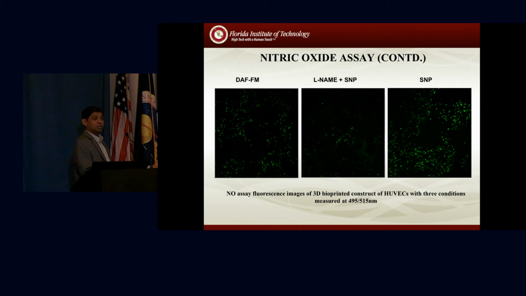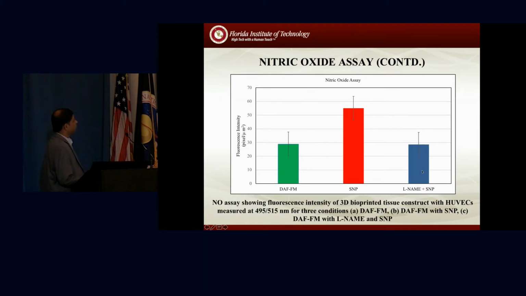L-NAME, if you're familiar with it, decreases your nitric oxide production, and sodium nitroprusside increases your nitric oxide level. With the bioprinted tissue, we got very consistent results, which we wanted to establish before working on simulated microgravity. Quantitatively, you can see this is the control, and SNP shows an increase in nitric oxide level. This is very significant, because nitric oxide level is directly proportional to the onset of CVD, cardiovascular disease.